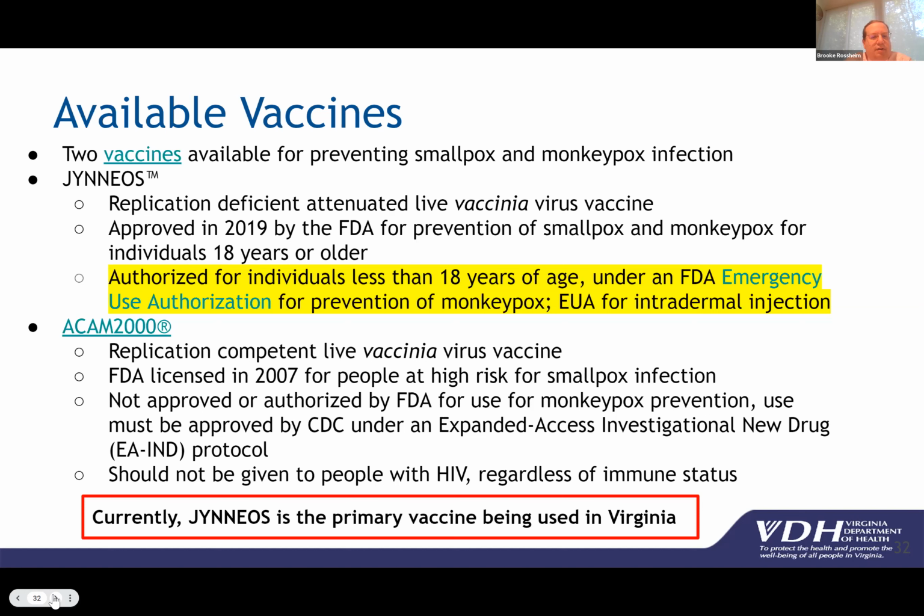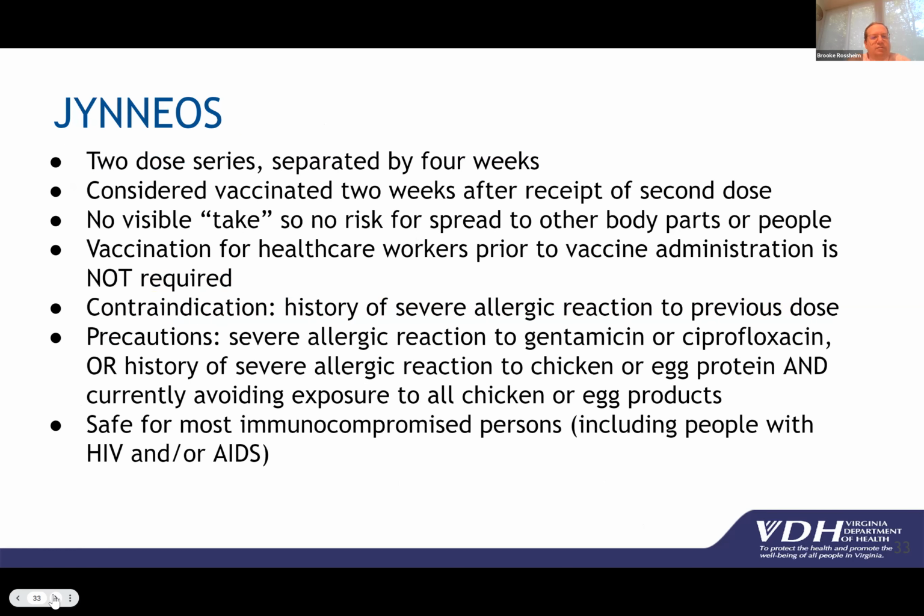ACAM 2000, because it is replication competent, should not be given to people with HIV regardless of their immune status. Next slide. So Jynneos is a 2-dose vaccine series separated by 28 days, 4 weeks. The person is considered vaccinated 2 weeks after the second dose.